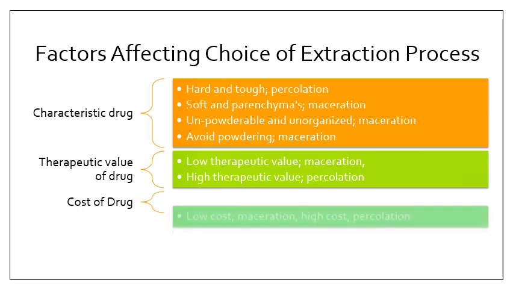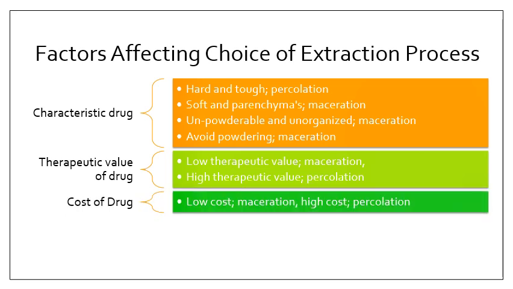Next we have the cost of the drug. If the cost of the drug is low, we will go for maceration because in the maceration process we don't require any kind of size reduction. Of course, size reduction is a costly process. We will require more labor and it will be more time consuming. So if the drug is of low cost, go for the maceration. But if it is of high cost and we want to extract most of the constituents of the plant, we will go for size reduction and then for the percolation process and can obtain maximum of the active constituents from the drug.